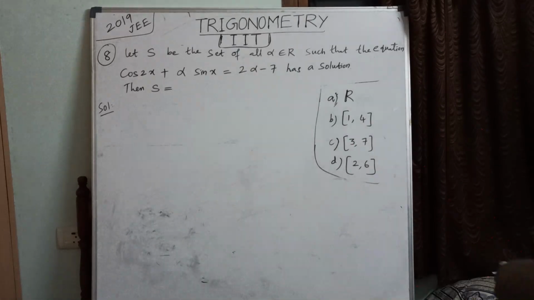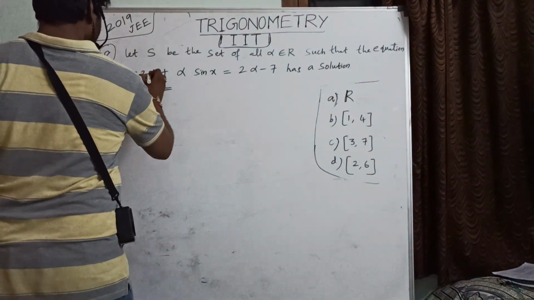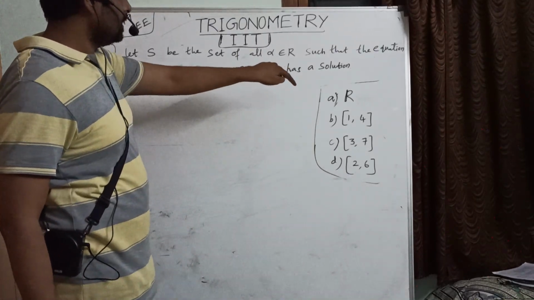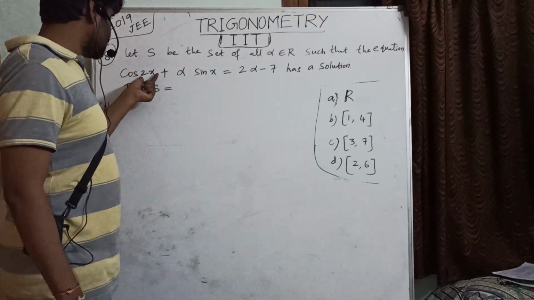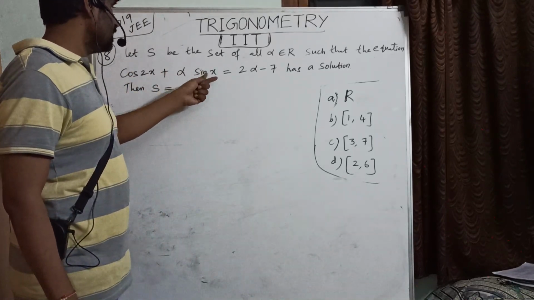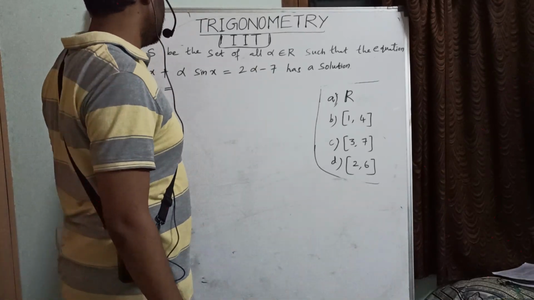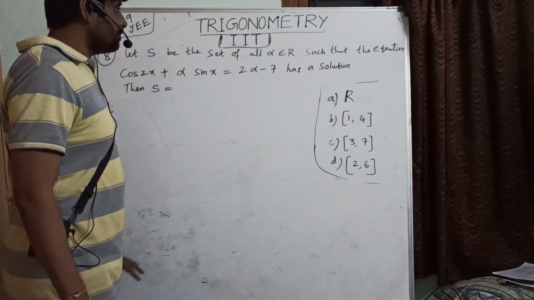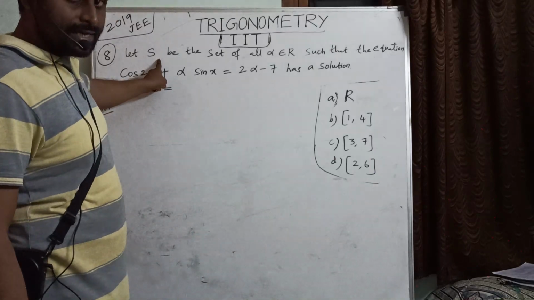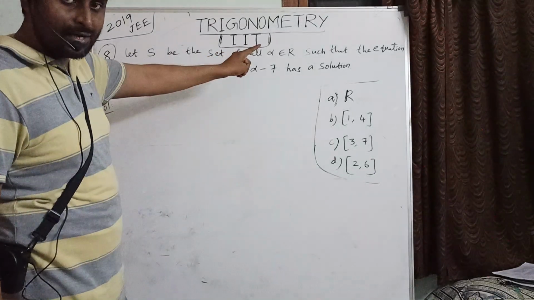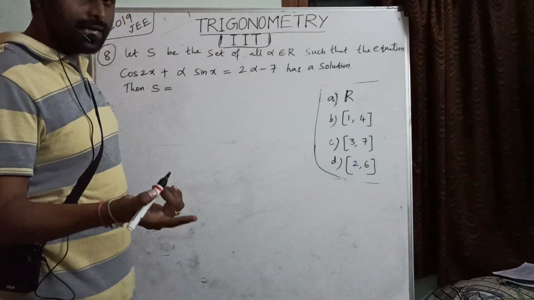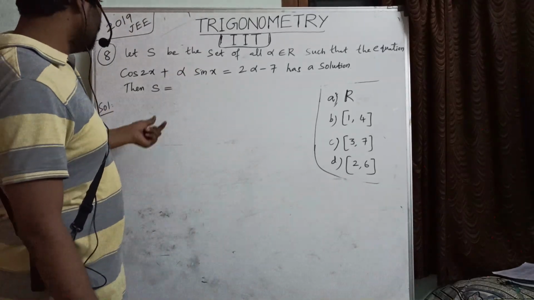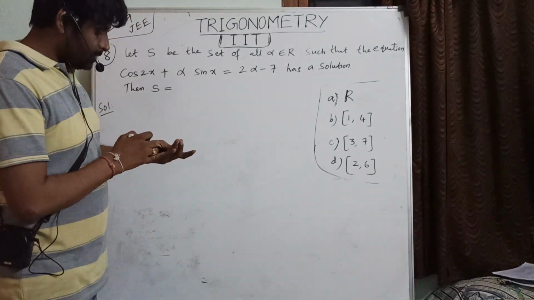Now see this question. Let S be the set of all alpha belongs to R such that the equation cos 2x plus alpha sin x equals 2 alpha minus 7 has a solution. Then S equals, meaning we are going to find S. S means the set of all possible values of alpha. From where do you get alpha? From this equation, by solving this. Simple.